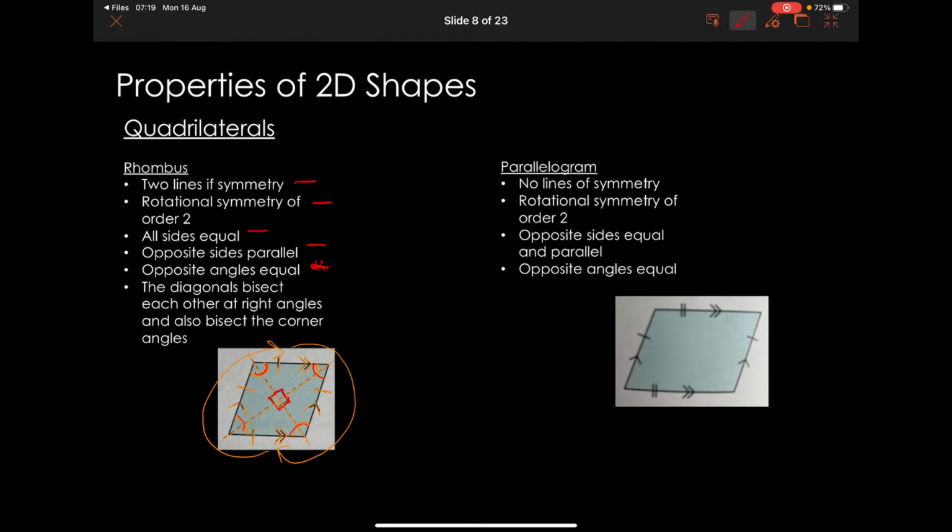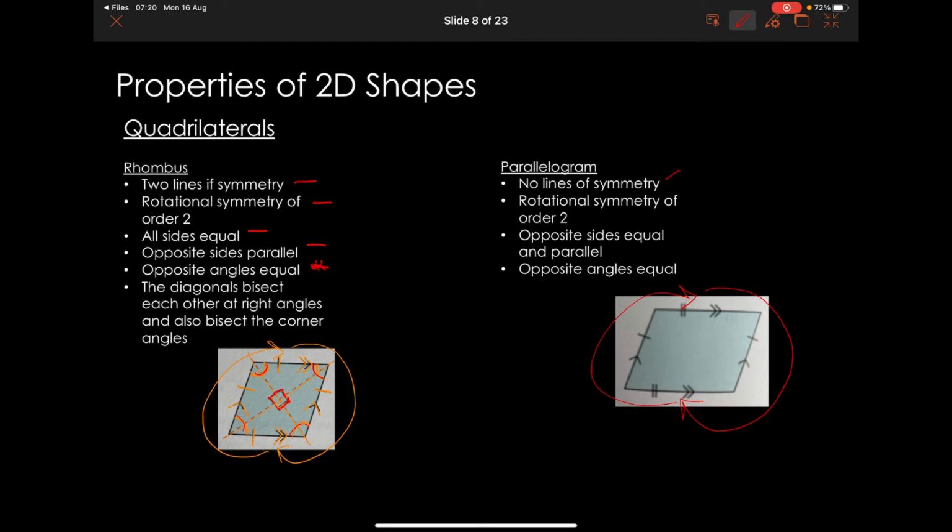Parallelogram. A parallelogram has no lines of symmetry. This is a bit like a rectangle that's been squished a bit. It has no lines of symmetry, but it does have rotational order symmetry of 2, meaning I can flip it around like that and then flip it back round again and it'll be back to the beginning.